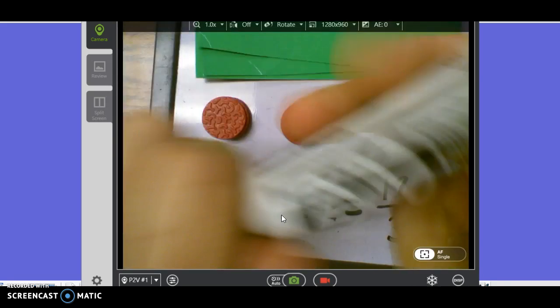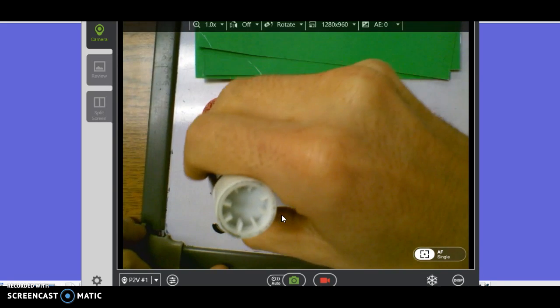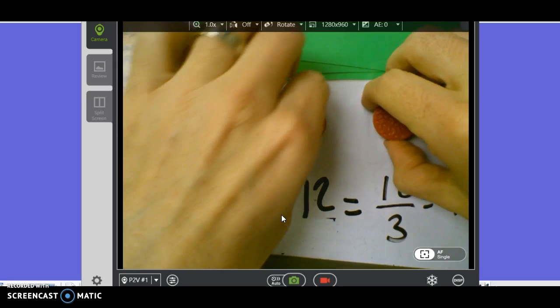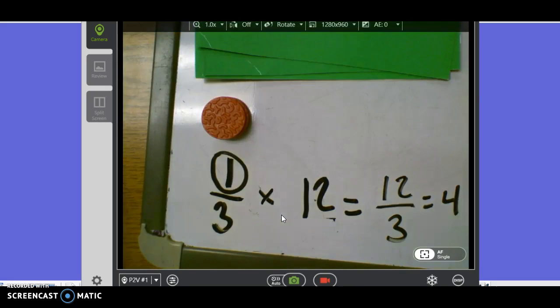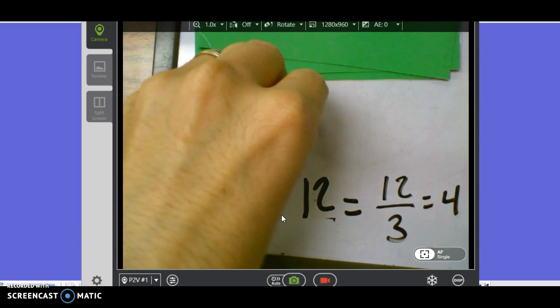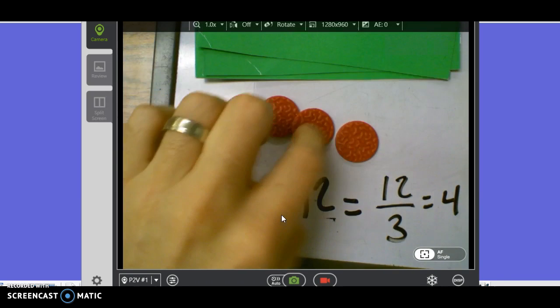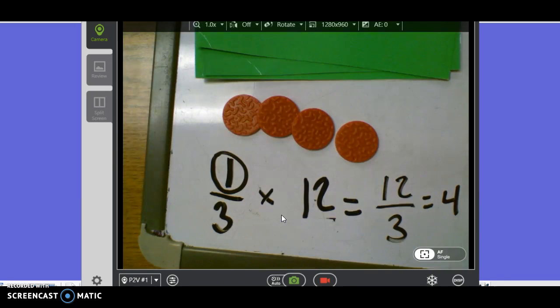Now, this customer only ordered 1/3 of these pepperonis. So if you were looking for 1/3 of the total 12, then you could just take these groups and separate them out, put them right back into the ingredients, and see how many total pepperonis are in 1/3. 1, 2, 3, 4. So that makes sense.